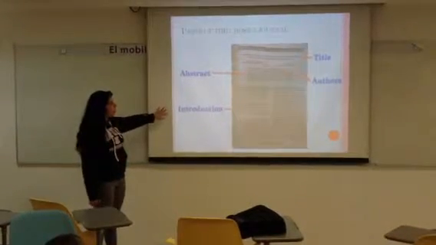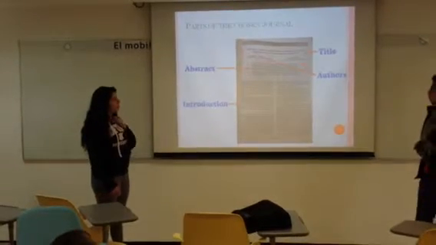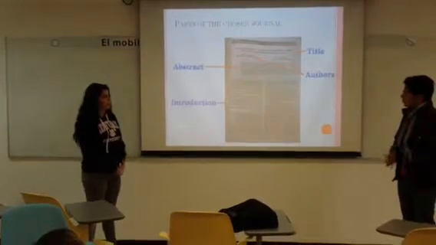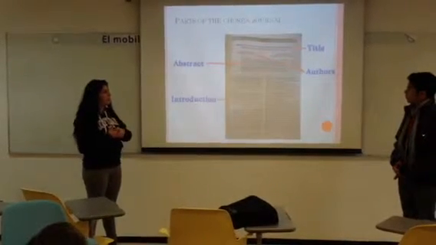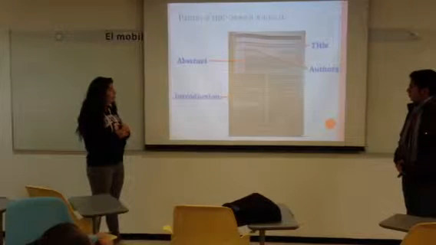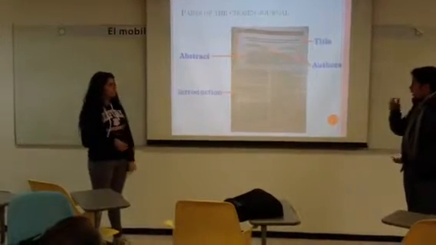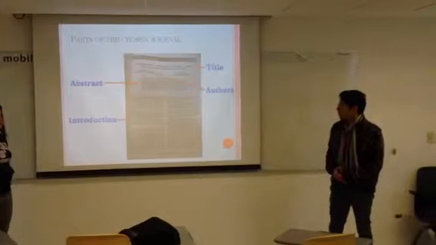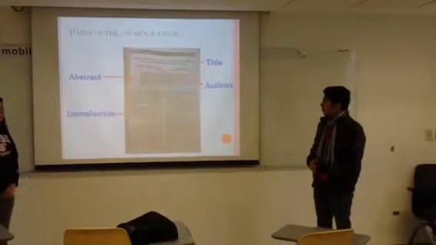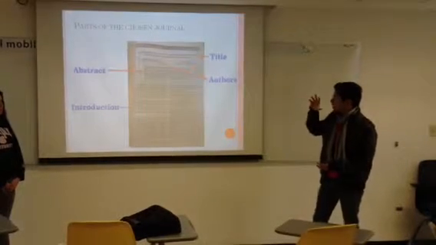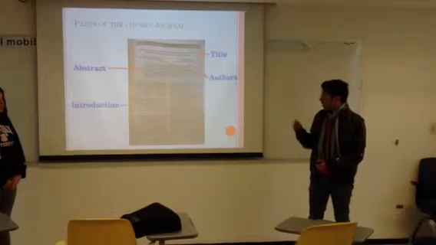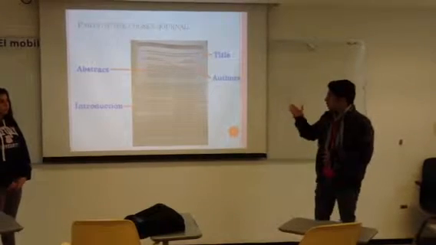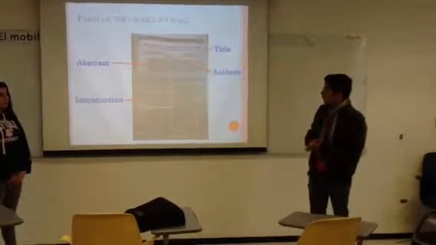Here are the parts: the title, the authors, the abstract, that is like a summary of the whole article, and the introduction. Here we can see the abstract part, and as my partner said, it's a summary of the whole article. In some phrases it also says what the conclusion was, and what methodology they followed to get to that conclusion.